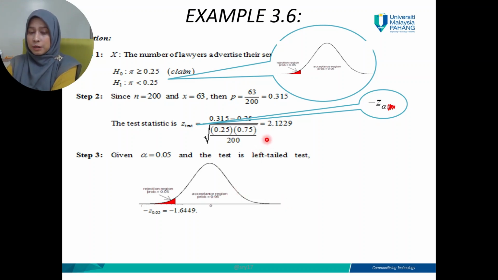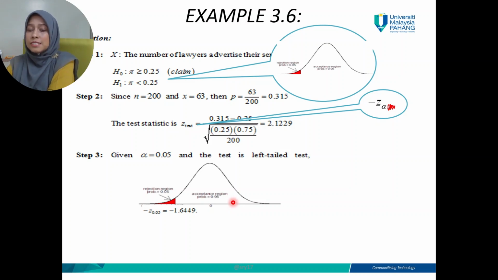Okay, so we need to compare, right? We need to compare your test statistics value to the critical value. So here, 2.1229 is your test statistics value. So on this number line, of course, positive 2 is going to be on the right hand side of the negative 1. Okay, so positive 2.1229 might be somewhere here, which means it is in the acceptance region.